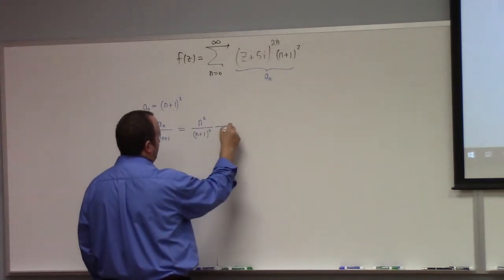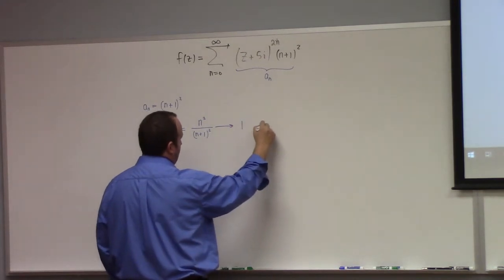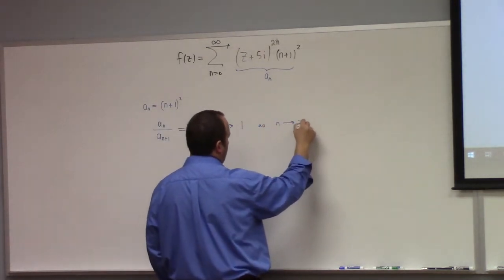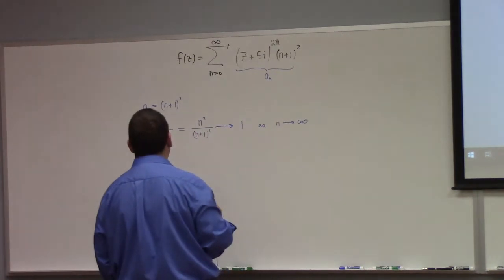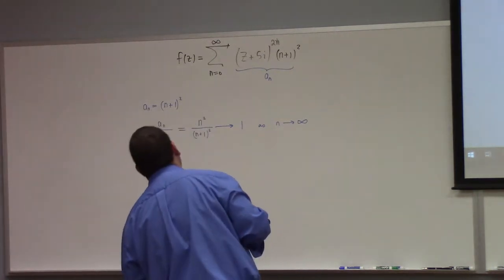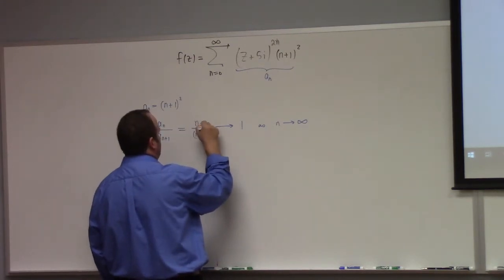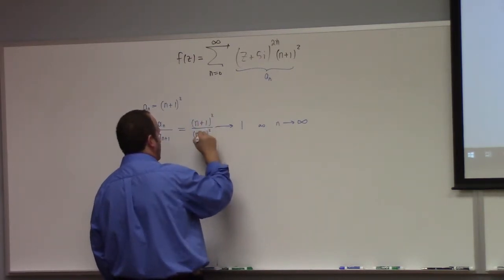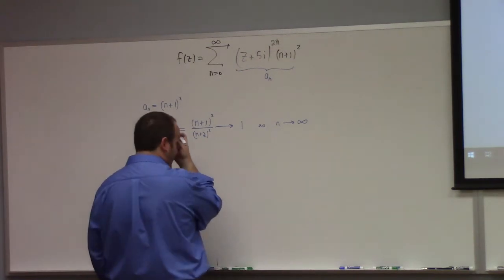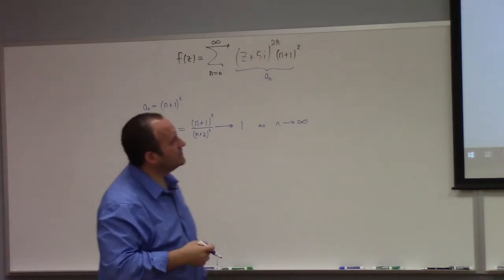Yeah, you're right. That goes to 1. Wait, it would be n plus 1 over n plus 2 though, right? Yes. Thank you very much. I do appreciate that. But yeah, that goes to 1. Now, what does that tell us?